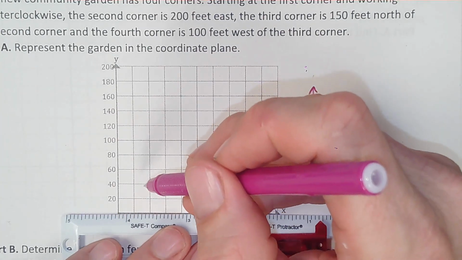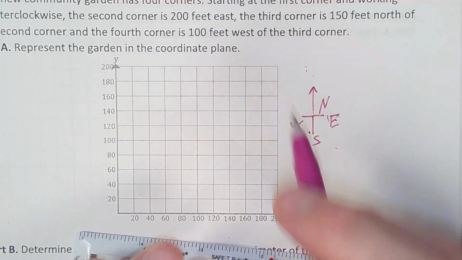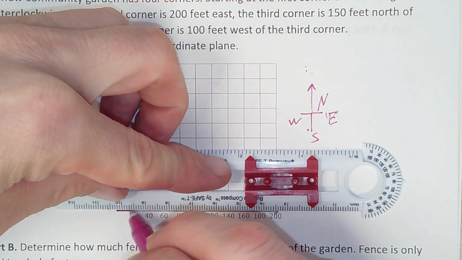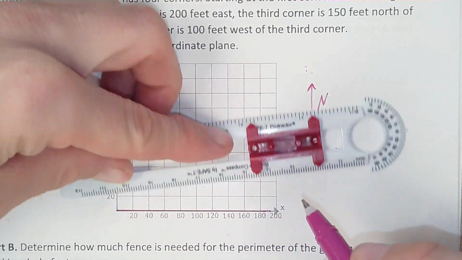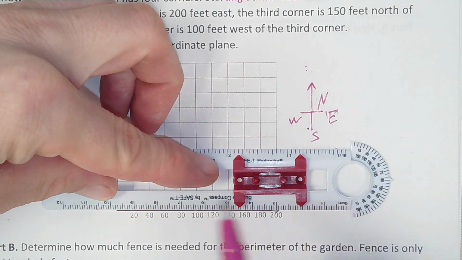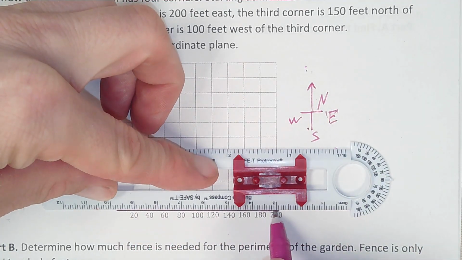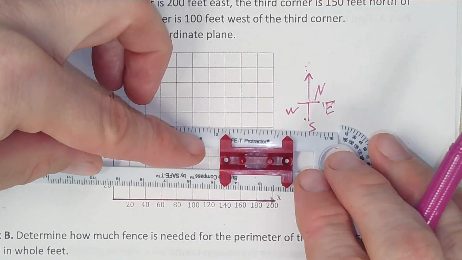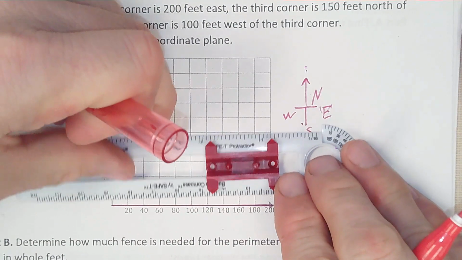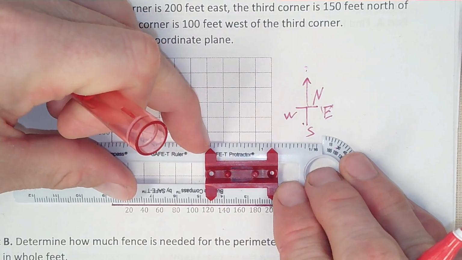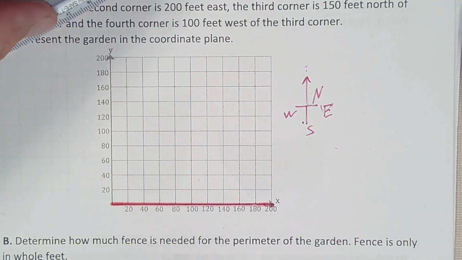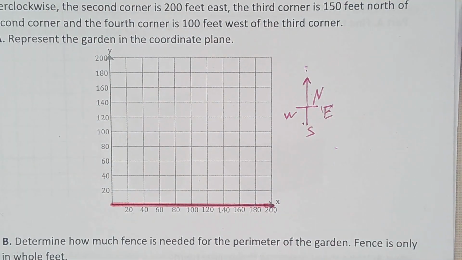So 200 east. From here to here, it goes from here all the way to here. Can you see? Oh, you can't see that. It kind of overlaps a little bit. Can't see that either. Marker. So from here to here. Yeah, that you can see. All right, so from there to there is my first one.